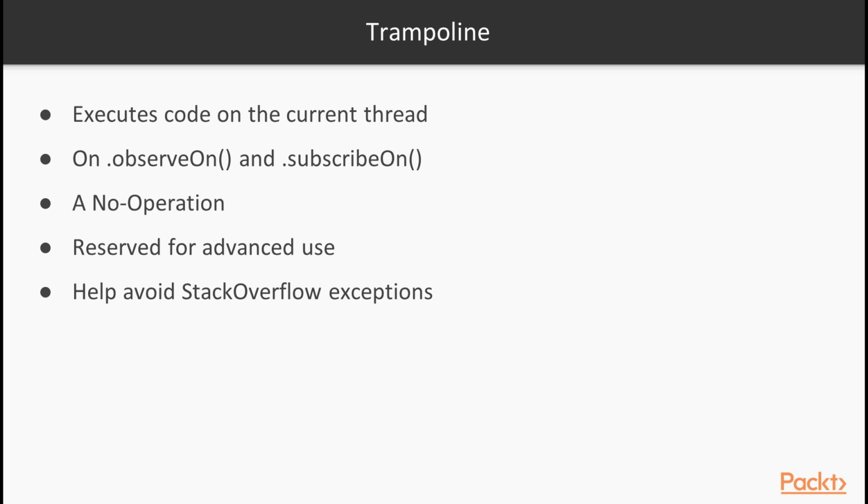Next scheduler is Trampoline. Trampoline is a scheduler that executes code on the current thread. It adds a code block that will be executed to a queue of the current thread. If .observeOn and .subscribeOn is used, it doesn't change the default behavior of the observable, and thus it is basically a no operation, NOOP. It's mostly reserved for advanced use when creating custom observables. An example where Trampoline could be used is to help avoid Stack Overflow exceptions when calling recursive code. Finally, if there is really a need for it, and a developer knows it's something that he really needs, it can be created with a call to schedulers.trampoline method.